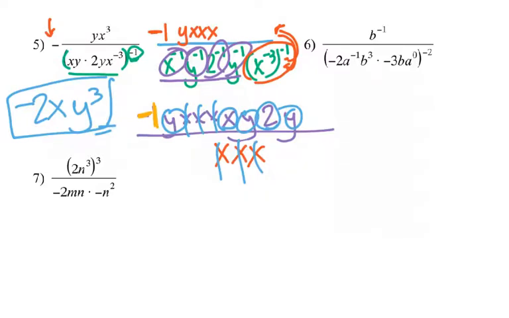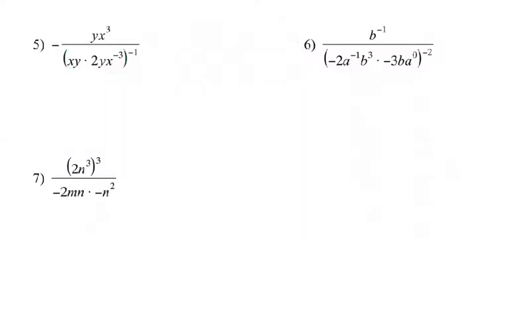Okay, for number 6, this down here at the bottom, again, looking at the way the parentheses are, all of this, everything on the bottom, because of that negative exponent, everything's moving to the top. And because of this, that's moving to the bottom. So what I'm going to do is flip everything around.